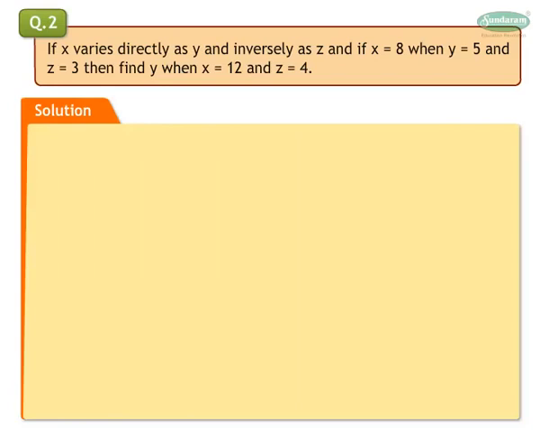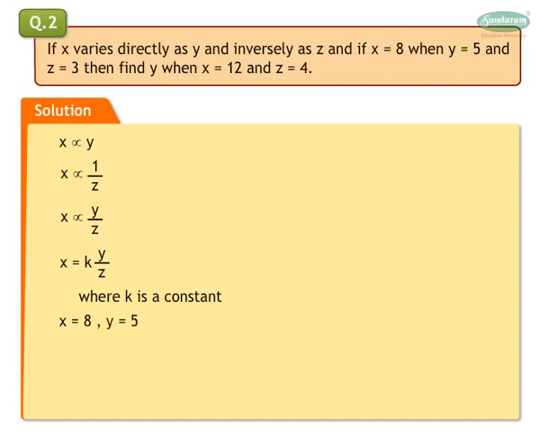Solution. We first write the variations symbolically as x varies directly to y and inversely to z. Therefore, jointly, x varies as y upon z. So, x is equal to k into y upon z, where k is a constant. Let us find the value of k by substituting x as 8, y as 5 and z as 3.